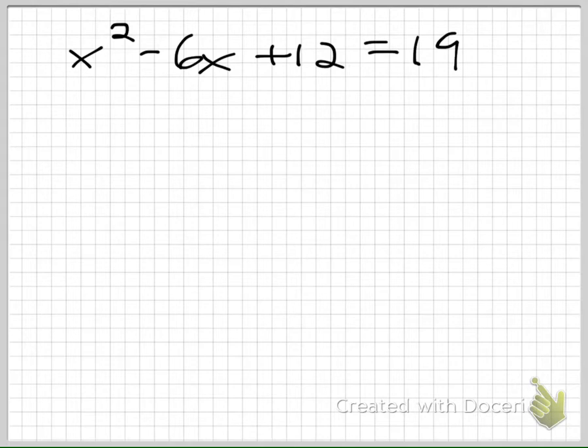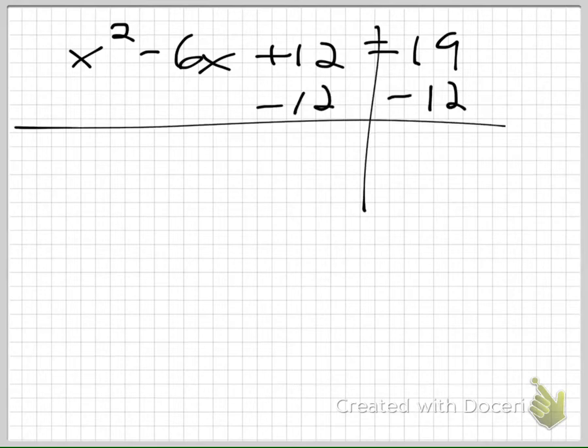x squared minus 6x plus 12 equals 19. Watch how I'm going to solve this. This is very important that you understand the process. I'm going to subtract 12 from both sides. And that leaves me with x squared minus 6x equals 7. Yes? Watch what I'm going to do. Okay?